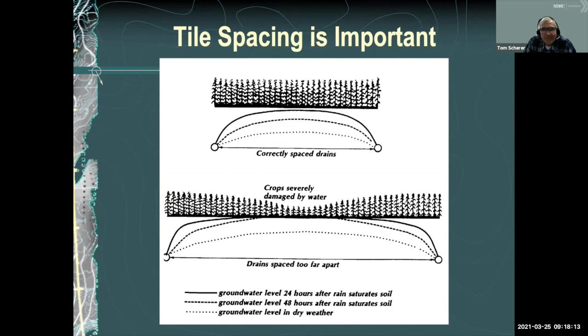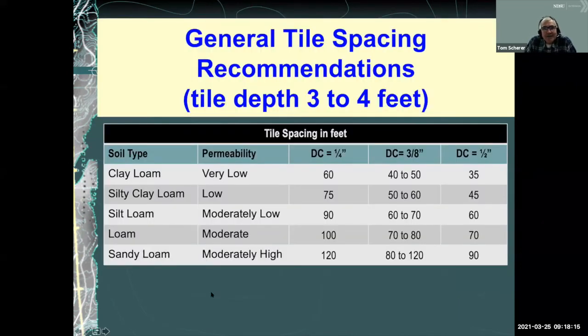So just to give you some general idea, if you look over here, you've got clay loam, silty clay, silt loam, sandy loams. If you have a drainage coefficient of a quarter inch, you might have your tile spacing combined with your K-sat be wider for the sandy loam, because the water is going to move through the soil a lot faster to remove the same amount of water under given conditions of a selected drainage coefficient.